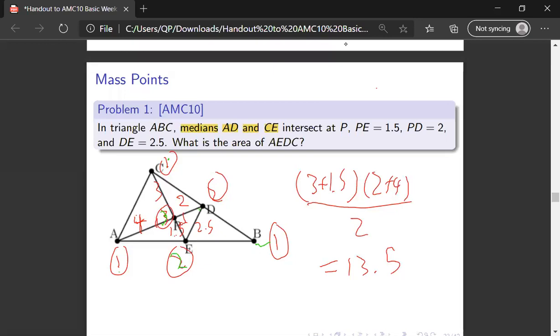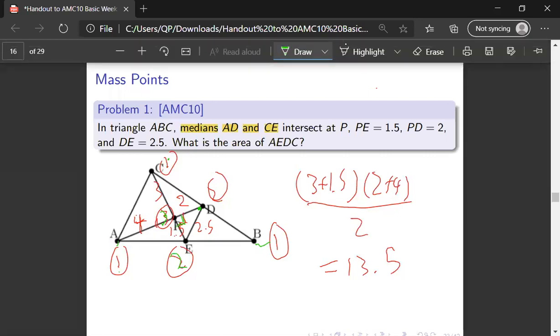And since point A has twice as much mass as point D, PD is twice... since point D has mass 2 and point A has mass 1, PA is twice PD. And since PD is 2, PA is 4. And similarly, you can do the same thing on segment CE, and that tells you that CP is twice PE, which would then be 3. And so since the sides of triangle PDE are 1.5, 2, and 2.5, by the converse of the Pythagorean theorem, you have that angle DPE is right.